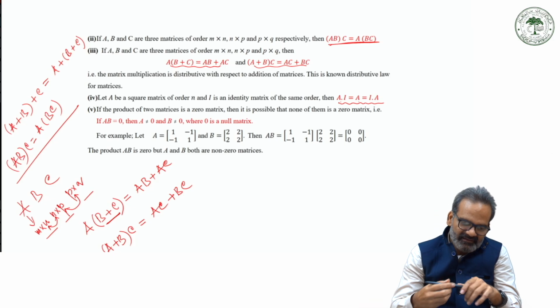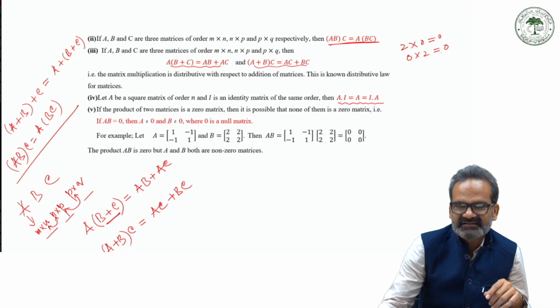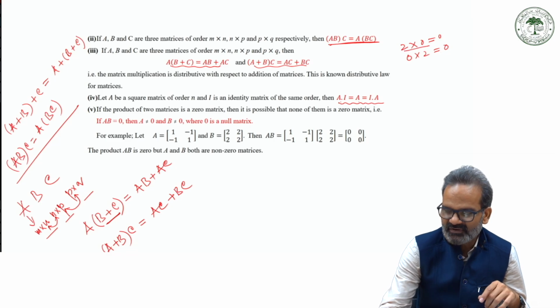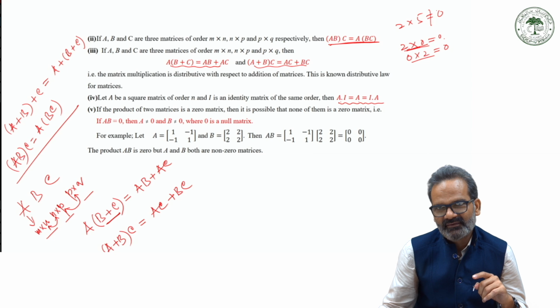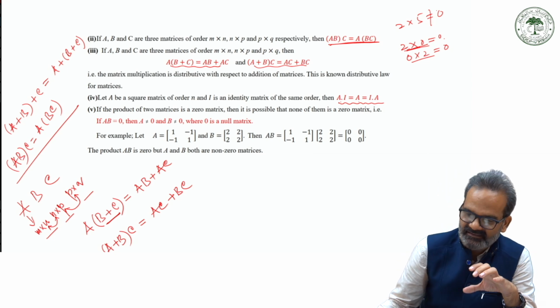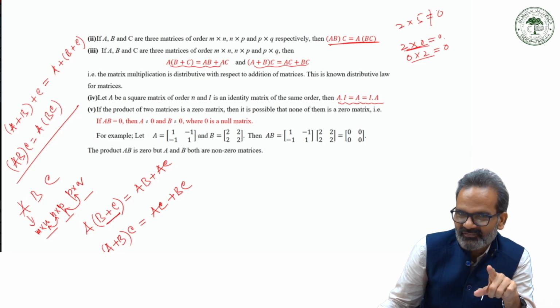Means 2 into 0 you will get 0, or 0 into 2 you will get 0. The product of these two numbers will be 0 only if any one of these two is 0. Either this case or this case. 2 into 5, both are non-zero, you can never get a 0. So this property is valid for the numbers. If the product of two numbers is 0, then at least one of them should be 0.